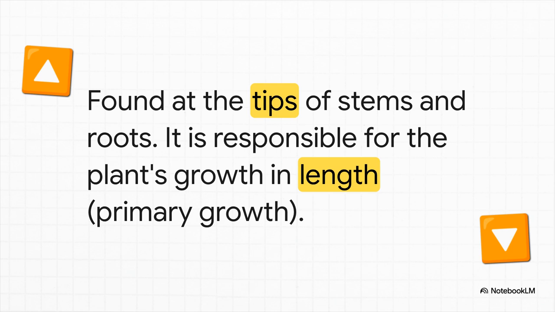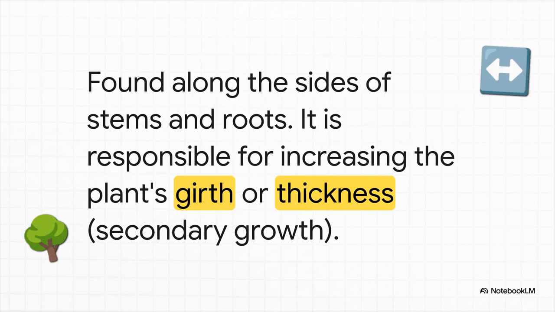First, you've got the apical team. These guys work at the absolute ends of the plant, the very top of the stem and the very tips of the roots. Their whole job is to make the plant longer, pushing it higher into the sunlight and deeper into the soil. Next up is the lateral team. They work on the sides, along the stem and roots. Their job isn't about length, it's about width. They make the plant thicker and stronger, adding stability year after year.